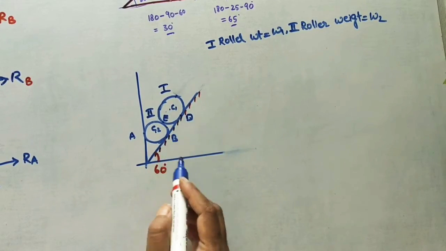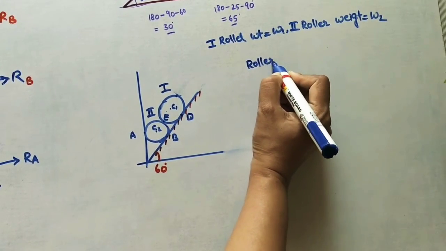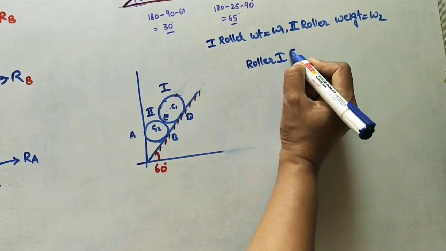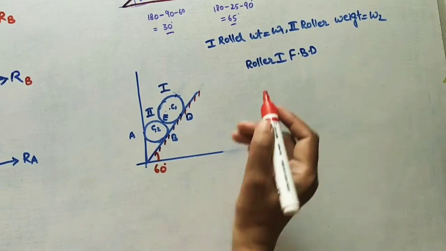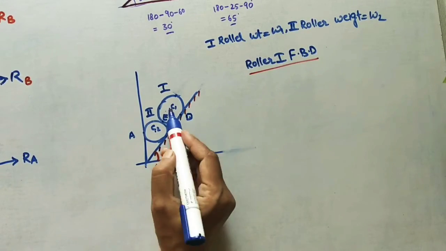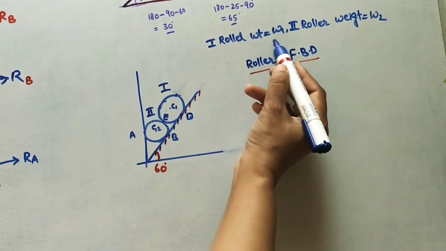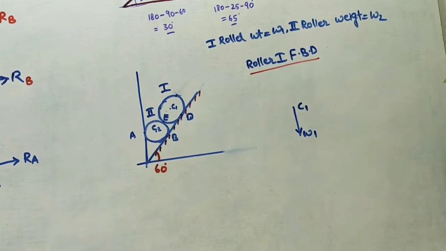I am taking this as roller 1, and this is roller 2. Roller 1 FBD, free body diagram. Let us do it here. What is the center of this? C1. At C1, what is the weight? Roller 1 weight is W1. It is acting downward, W1.